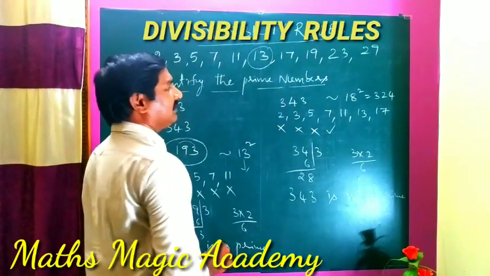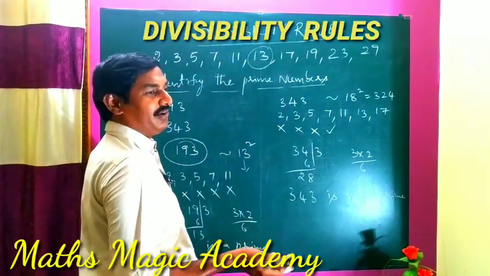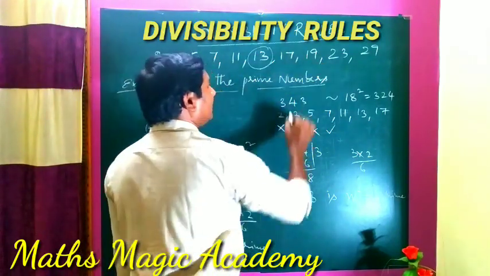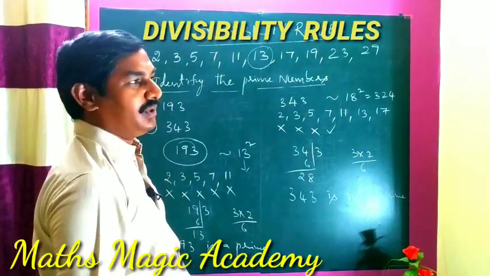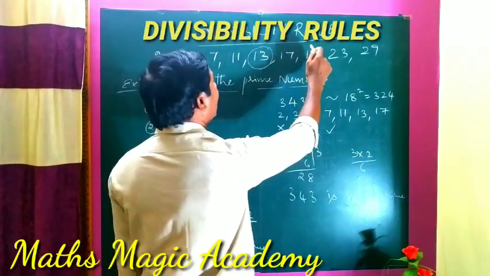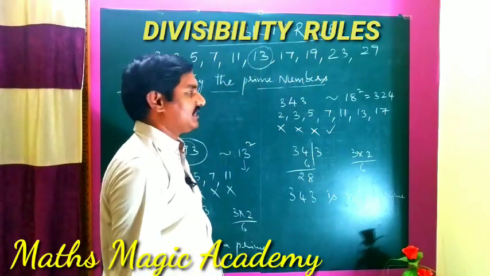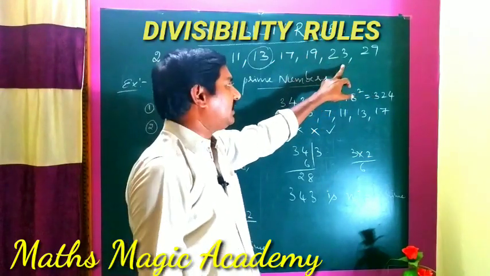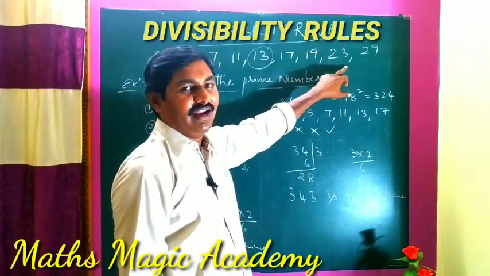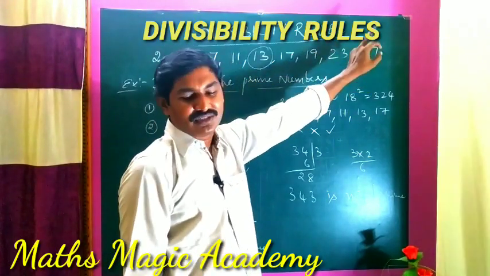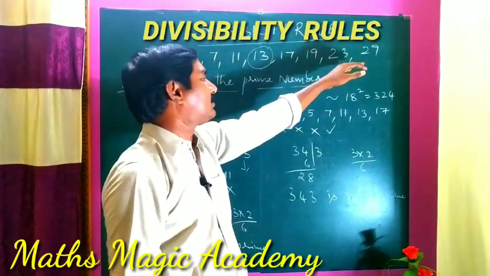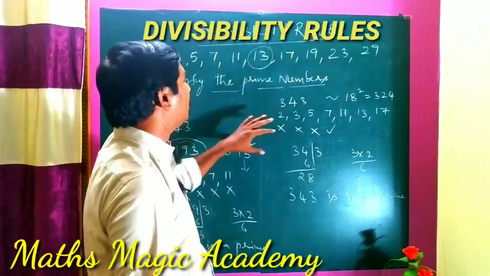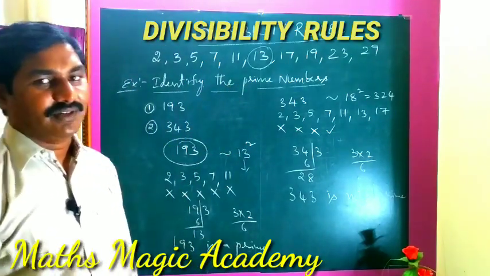For 17, the last digit is multiplied by 5 and the result is subtracted from the remaining digits. For 19, the last digit is multiplied by 2 and added to the remaining digits. As well as for 23 and 29, we have to add. For 23, the last digit is multiplied by 7, and for 29, the last digit is multiplied by 3. Likewise, we can do the process for checking whether a number is divisible by these prime numbers or not. Okay, thank you.